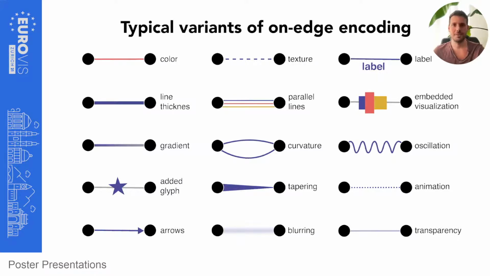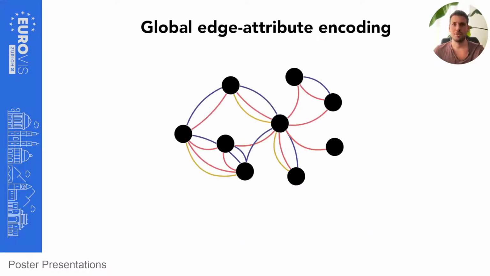But typically, these types of edge encodings are applied globally to all edges, which oftentimes leads to visualizations that do not scale well, to cluttered displays, occlusion, or space issues. And even though node-link diagrams are applied widely for various exploration and analysis tasks, approaches using interaction to enhance edge attribute details are so far limited.